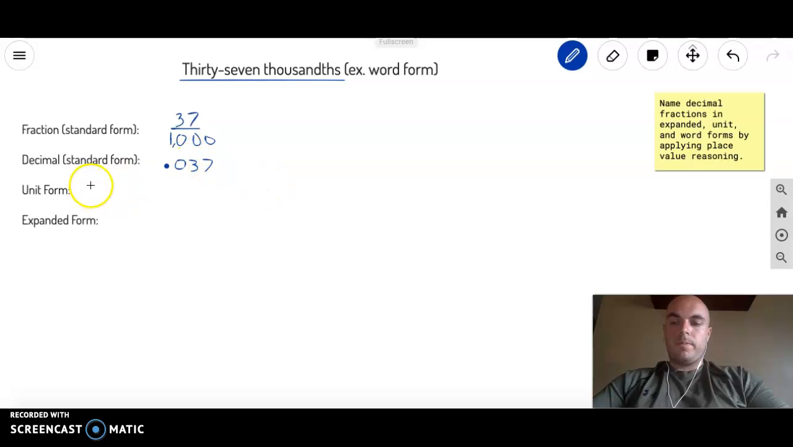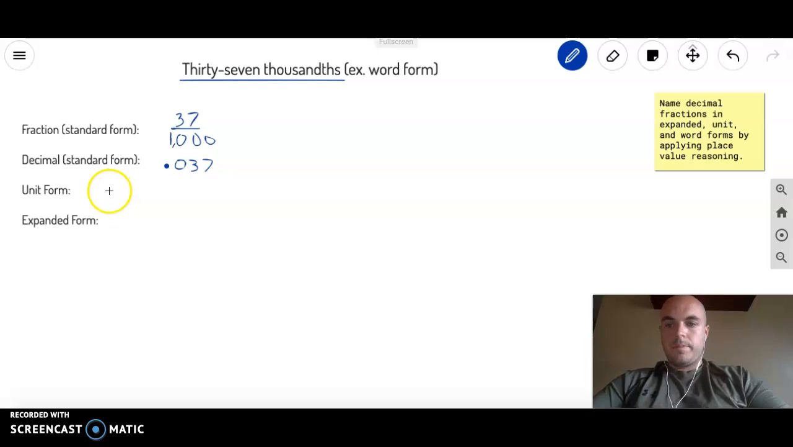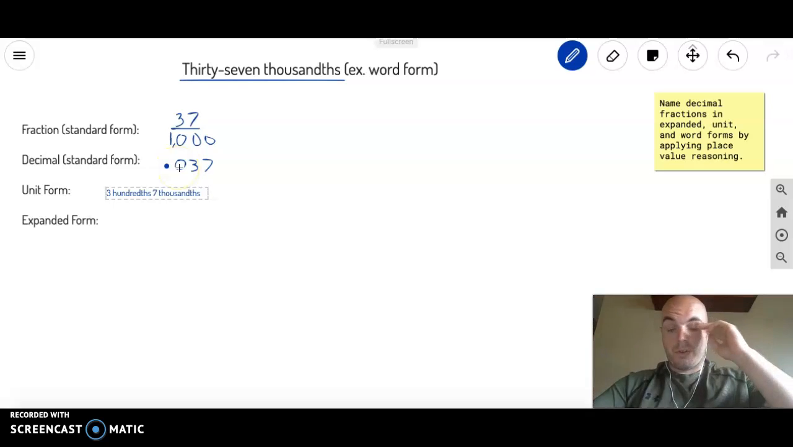Next is my unit form. My unit form we can just type right out, so I will put that in letters. We'll go with the small. So I have 3, if you look here, I got 3 hundredths, and I have 7 thousandths. So I broke that down, and you're just taking these into the different units that they're in. Notice that I didn't put anything for the tenths place because there's nothing there. I don't have to say 0 tenths. It would be kind of just useless to do so.